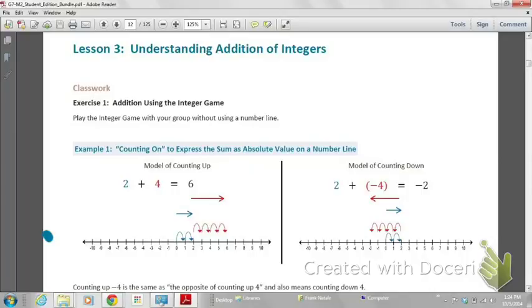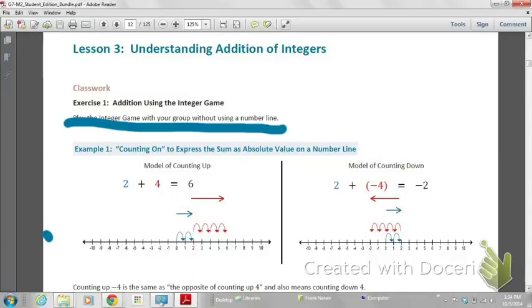Okay. This first exercise, Exercise 1, says addition using the integer game. Play the integer game with your group without using a number line. I'm not sure if you've been working with a number line when you've been playing the integer game. I haven't actually expressed whether I wanted you to or not, I don't think. But anyway, if you want to, go ahead and play some integer game.